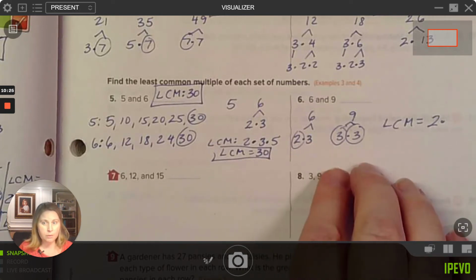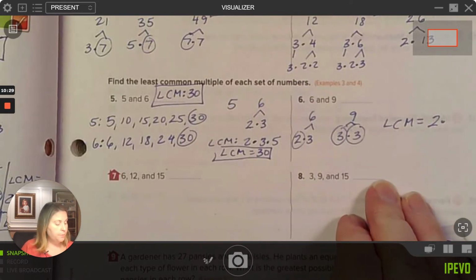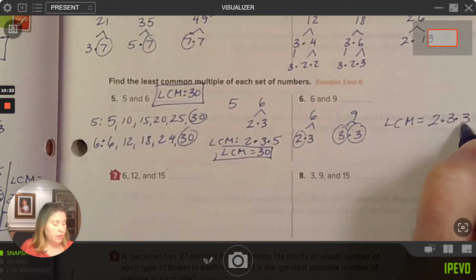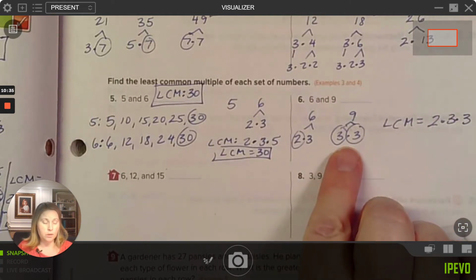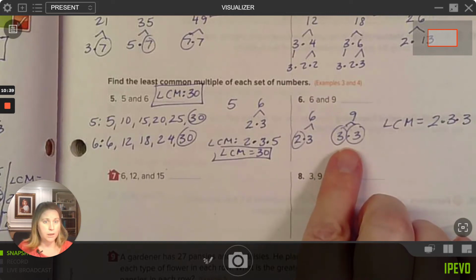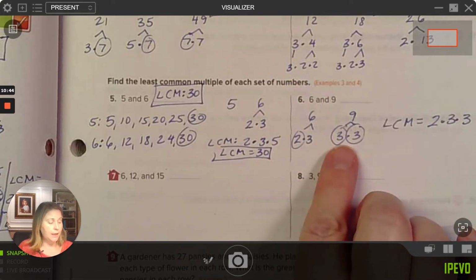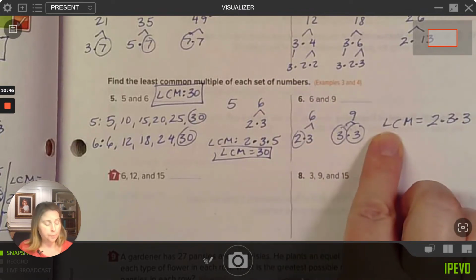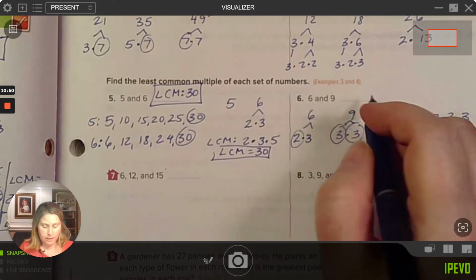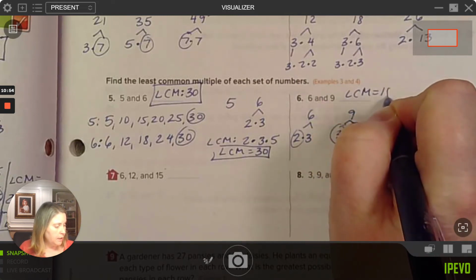If we counted it twice, we wouldn't get the least common multiple. We would just get a common multiple. So then times 3 times 3. So we're actually taking the larger quantity of that factor. It does not have to be in both. It just has to occur in at least one of the numbers. So then 2 times 3 is 6, times 3 is 18. So our least common multiple is 18.